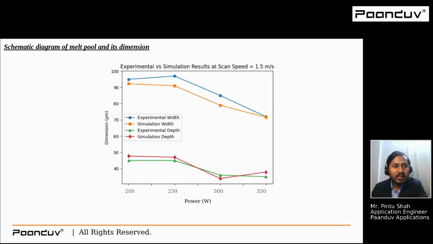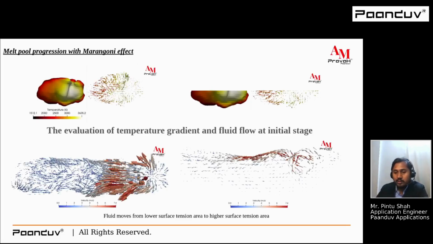So this is the graph which I have plotted for the experimental versus simulation result. This is the schematic diagram for the melt pool and its dimensions. You can see here the blue is the experimental width and green is the experimental depth, whereas saffron is the simulation width and the simulation depth with the different powers. As the power varies, the width and depth also vary.